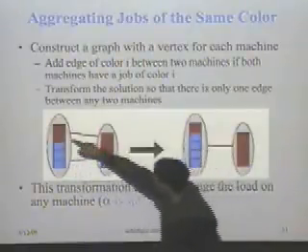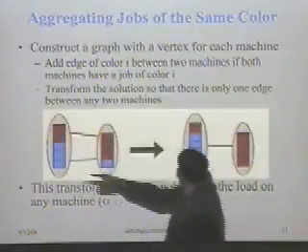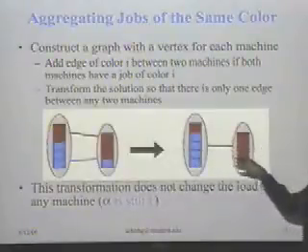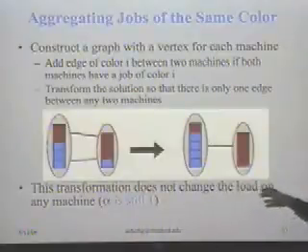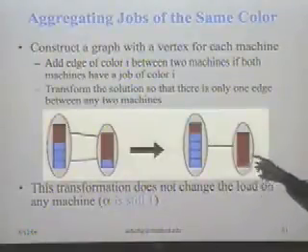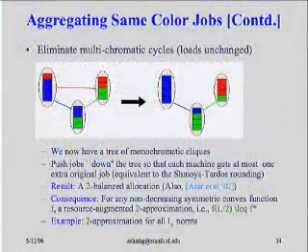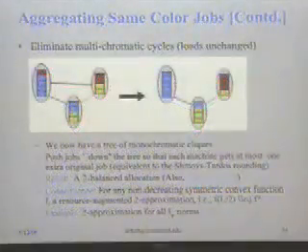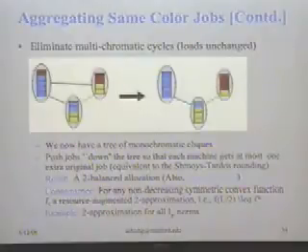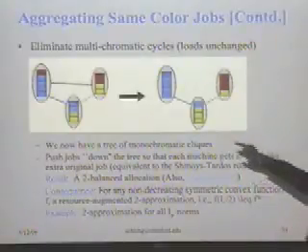Right? Then you can send some red flow here and some blue flow there till one of these edges breaks. Okay? And when this edge breaks, you have not changed the load on any machine, right? Because you send one red here and one blue there, and therefore the alpha is still 1. Then you look at eliminating multichromatic cycles. So let's look at a cycle where there are edges of 2 different colors along the cycle.